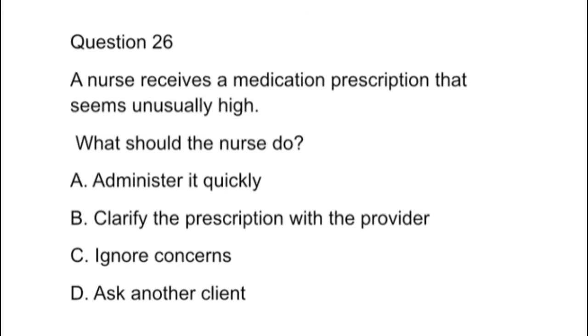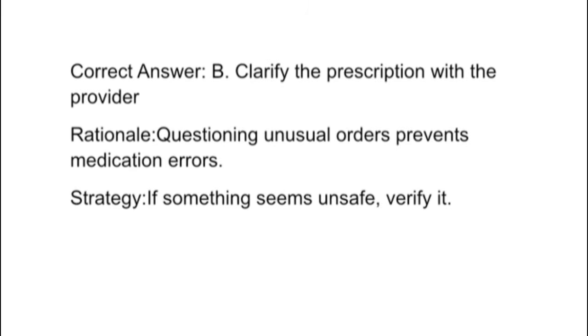Question 26. A nurse receives a medication prescription that seems unusually high. What should the nurse do? A. Administer it quickly. B. Clarify the prescription with the provider. C. Ignore concerns. D. Ask another client. Correct answer, B. Clarify the prescription with the provider. Rationale. Questioning unusual orders prevents medication errors. Strategy. If something seems unsafe, verify it.